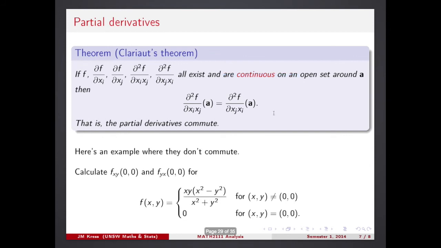And there is an example on this slide which shows that. That's the example of a function given like that, which has second order mixed partial derivatives not identical to each other. Yeah, well, I think the next slide actually does the computation. Let's just look into that.